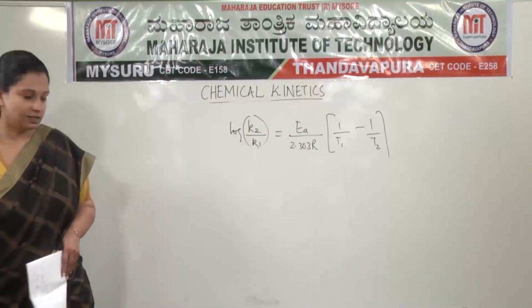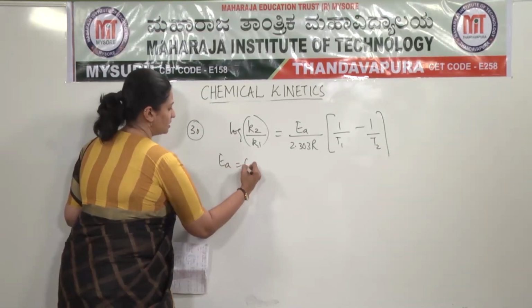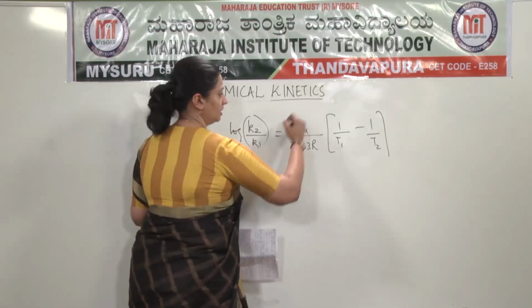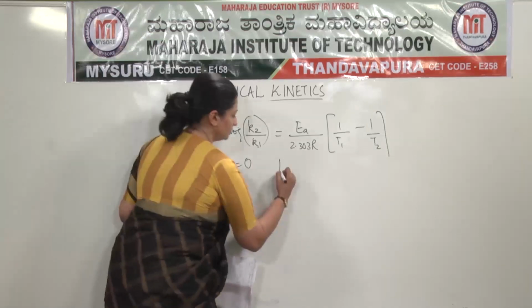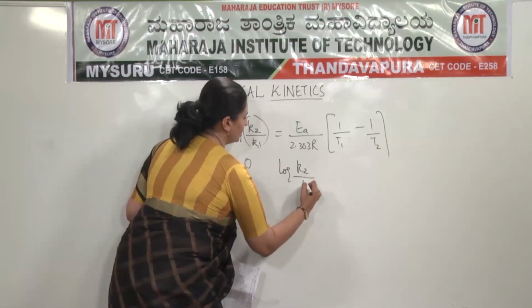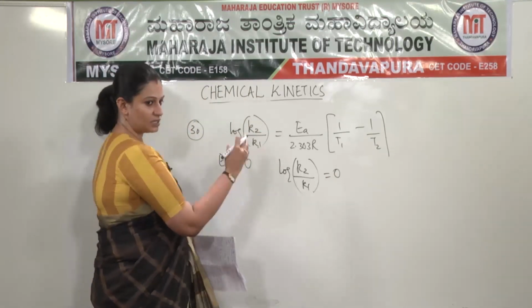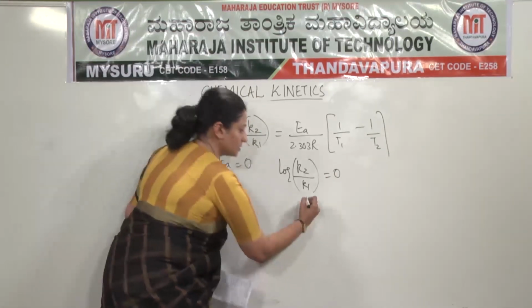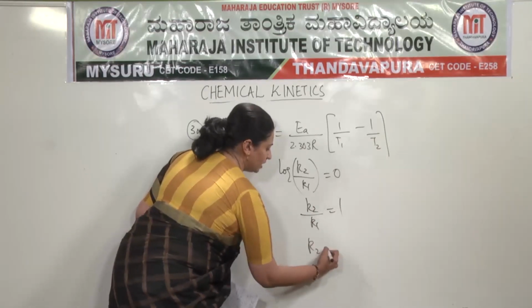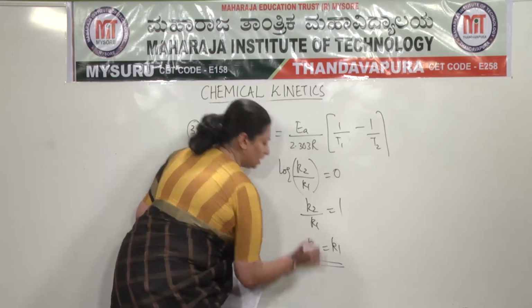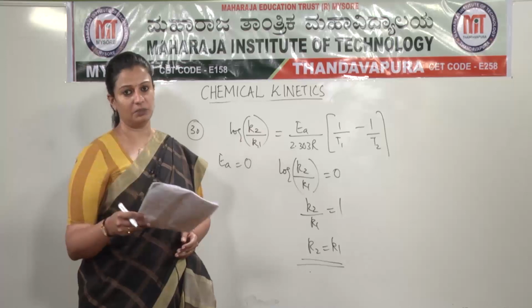It is given that the activation energy is 0. So if the activation energy is 0, the whole term on my right hand side will become equal to 0. So if that becomes 0, log K2 by K1 should be equal to 0. Right? What value has log equal to 0? 1. So from here we understand that K2 by K1 is equal to 1, or K2 and K1 will have the same value. So therefore K2 will also be 3.2 into 10 to the power 6.